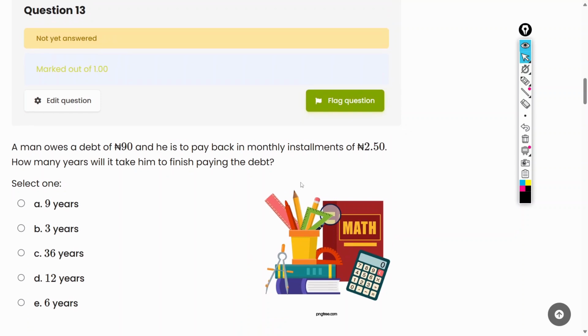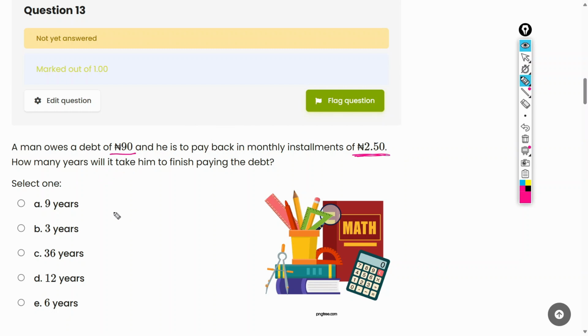Question 13. A man owes a debt of 90 naira and he is to pay back in monthly installments of 2 naira 50 kobo. So every month he pays back 2 naira 50 kobo. How many years will it take him to finish paying the debt? So if he pays 2 naira 50 kobo every month, it means he pays 2 naira 50 kobo until he has paid off 90.